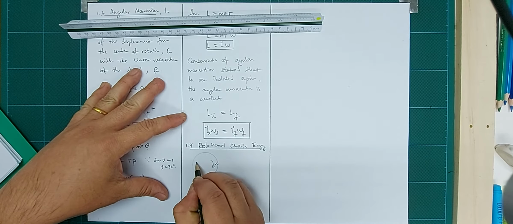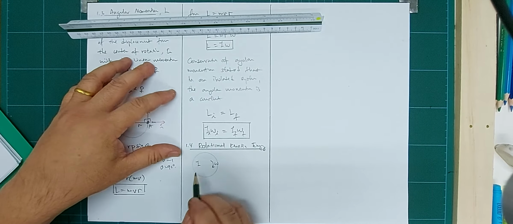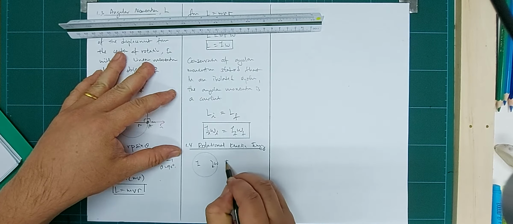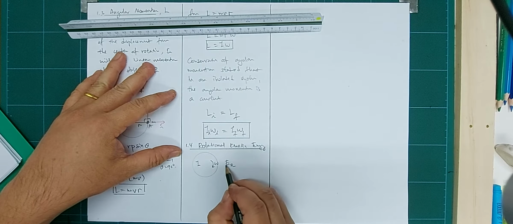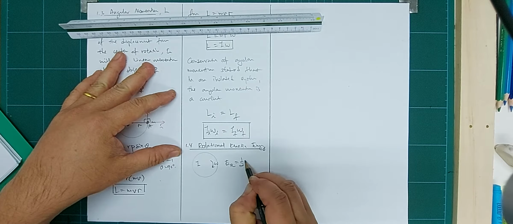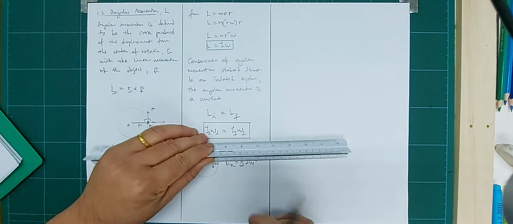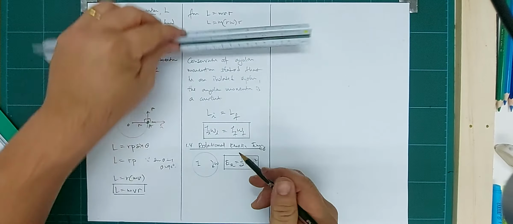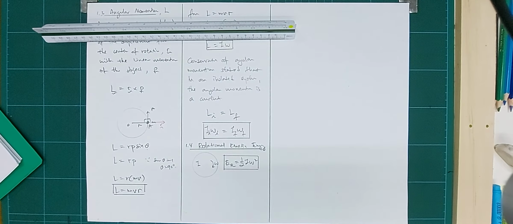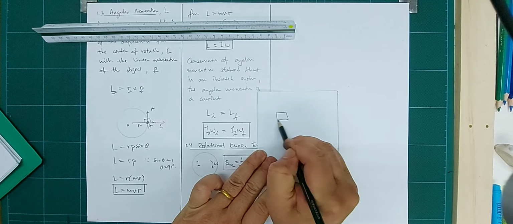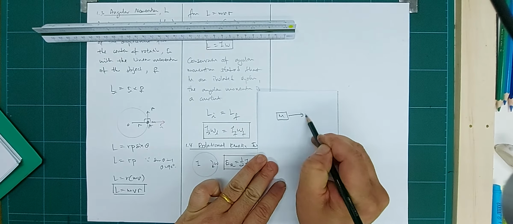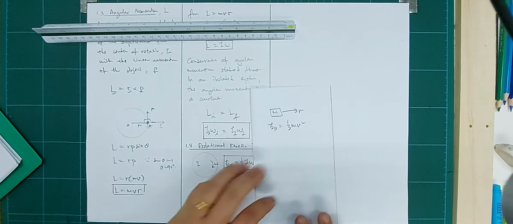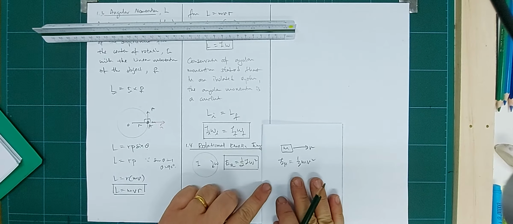Let's assume again the moment of inertia of this object is I. Now, since it is rotating, we have rotational kinetic energy, normally we use ER, equal to half I omega square. Now, if you observe this equation carefully, what do you see? For linear kinetic energy, an object with mass m moving with velocity v in a straight line, the kinetic energy is half mv square. If you compare side by side, you realize that they have the same format.